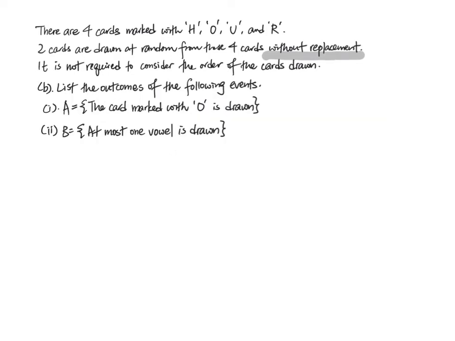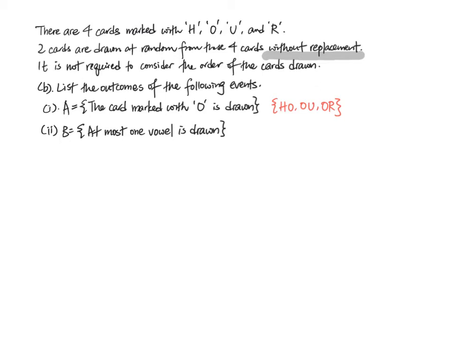Now, B1. Now we want to list out all the outcomes where the O is drawn, along with one other thing, right? So here's the answer. HO, OU, and OR, each of which the O card was drawn. Okay, and part 2, at most one vowel is drawn. Vowel means A, E, I, O, U.